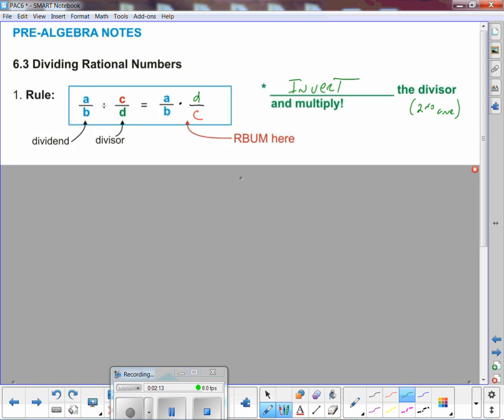Now, I always love it when I come to this part in the course because I love to ask, how many know why you flip the second one? I mean, you actually know why. John, can you close that door for us? Why do you flip the second fraction? Ileana?